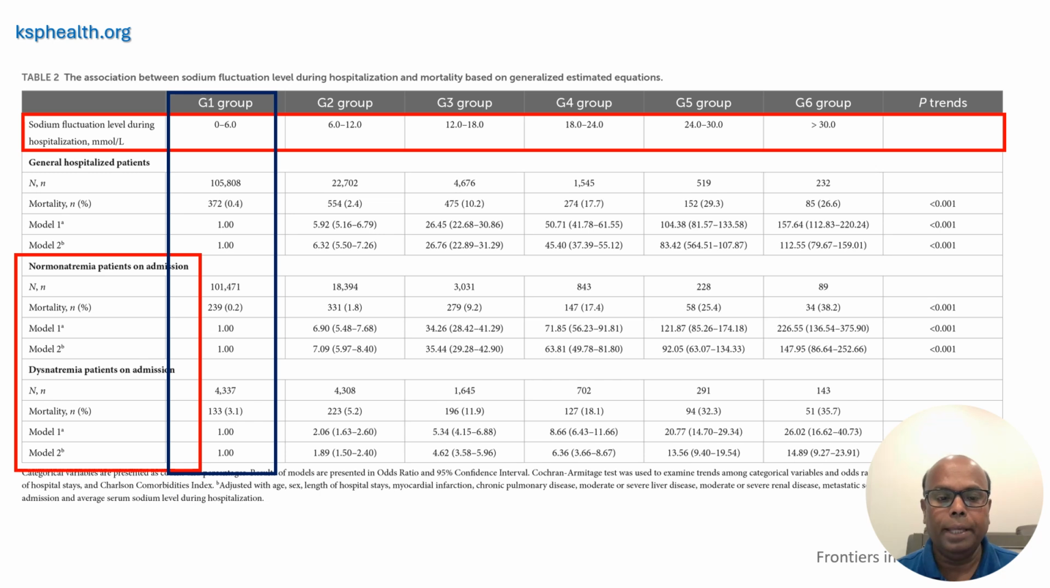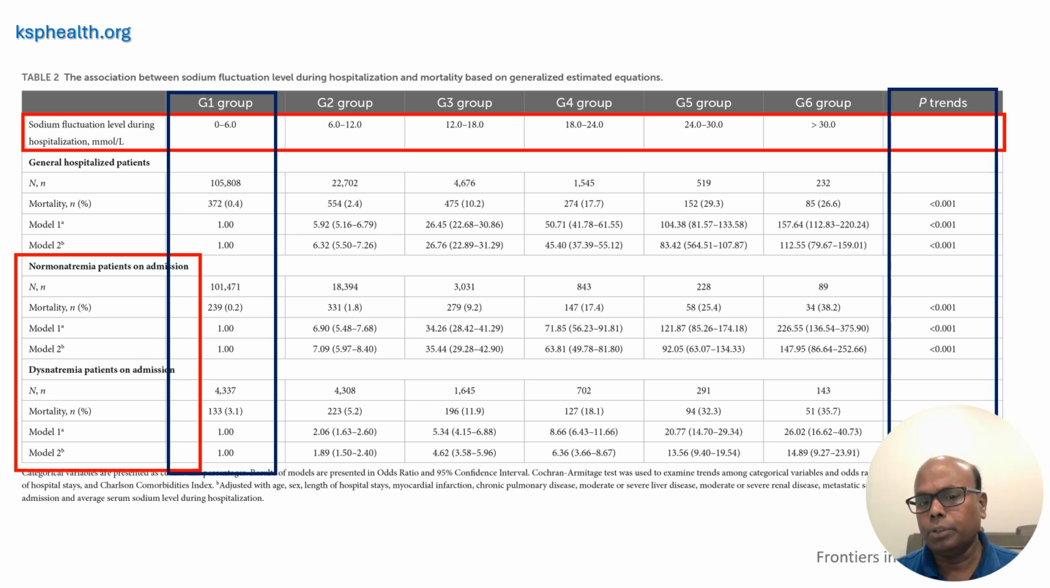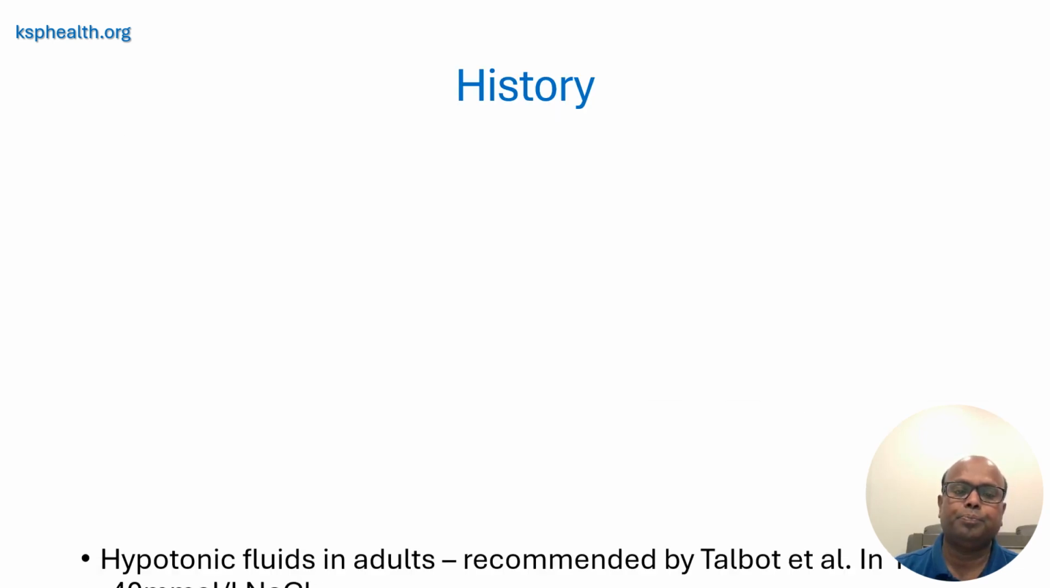Mortality was high in both groups, even with fluctuations of only up to 6 milliequivalents per liter. Across all groups, as you can see, the values were significant. So sodium as a single parameter can predict mortality in hospitalized patients.